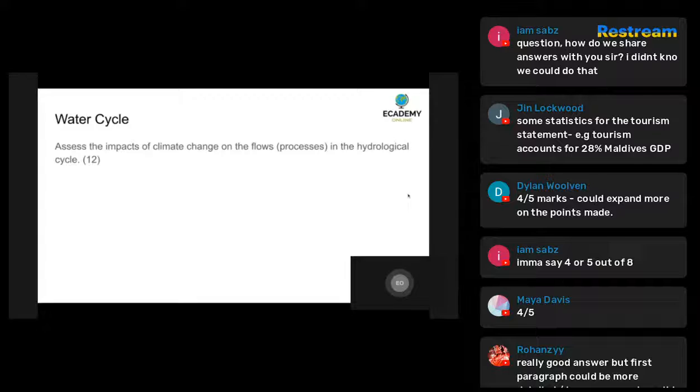Right, next, water cycle. Assess the impacts of climate change on the flows or processes in the hydrological cycle. So I'd just like you to review your answer very, very carefully. I'll give you 30 seconds if you want to punch in some ideas into the chat, and then let's go through and see what the examiner has to say about this.